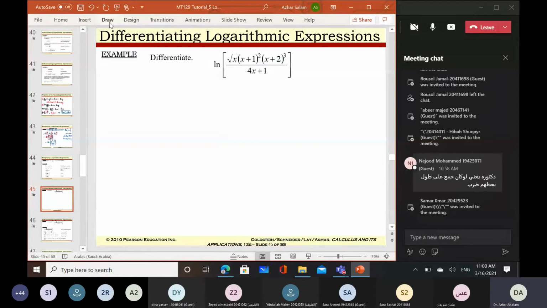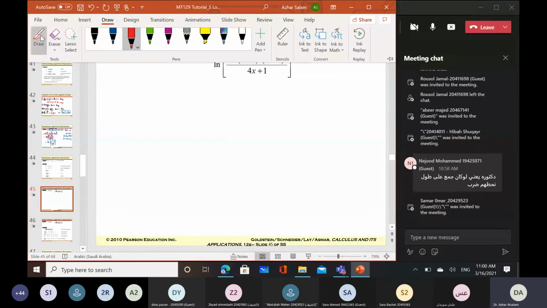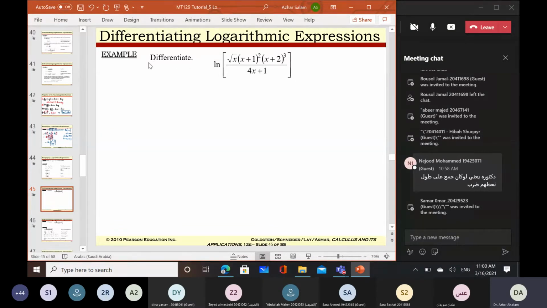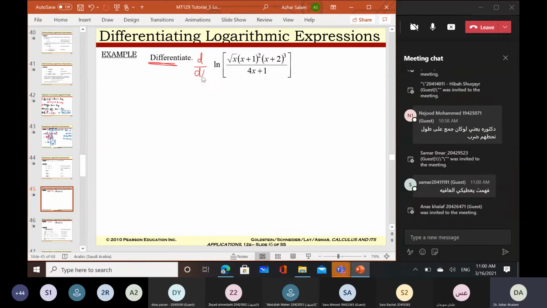Okay, now I will apply these properties on the differentiation. راح أطبق هذه القواعد لإيجاد المشتقات. Notice this is very important. Differentiate means find the derivative d by dx. I will find d by dx for this quantity. Okay.